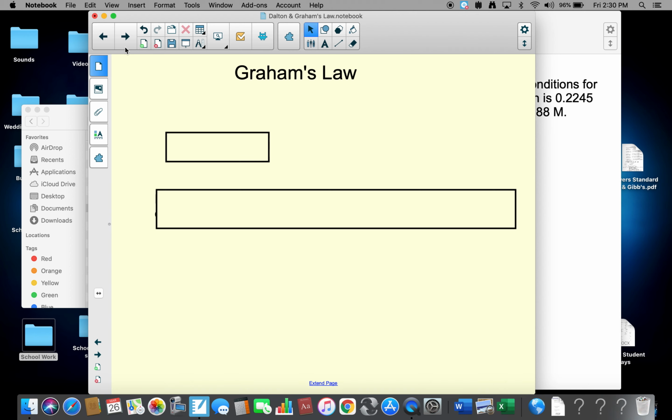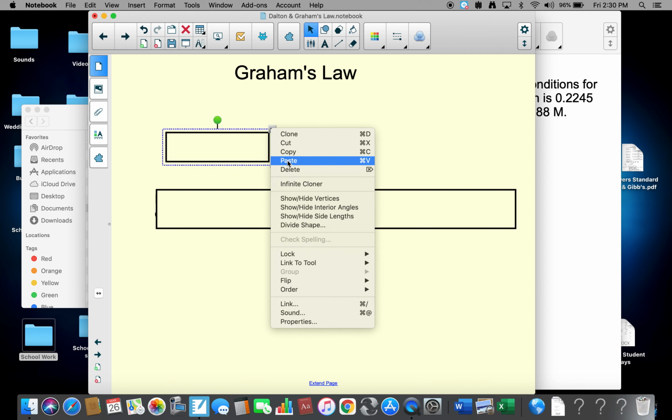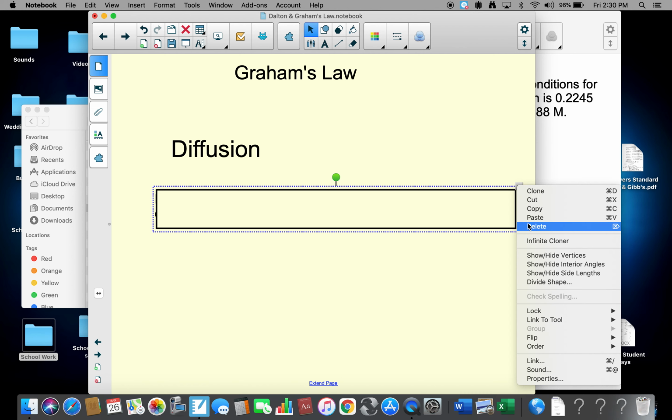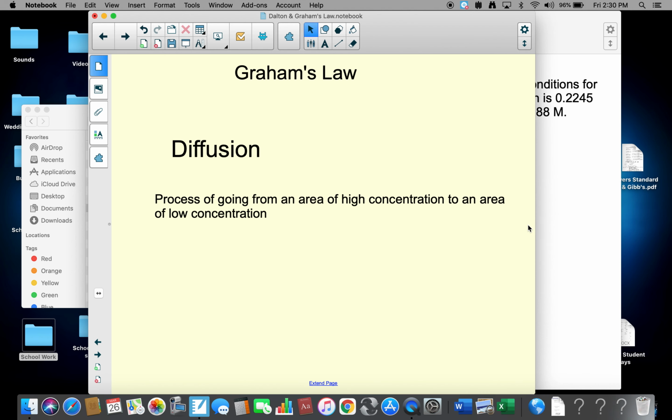All right, great. So let's look at the second gas law. The second law is Graham's Law. Graham's Law has to do with something called diffusion. Now, diffusion is the process of going from a region of high concentration to low concentration.